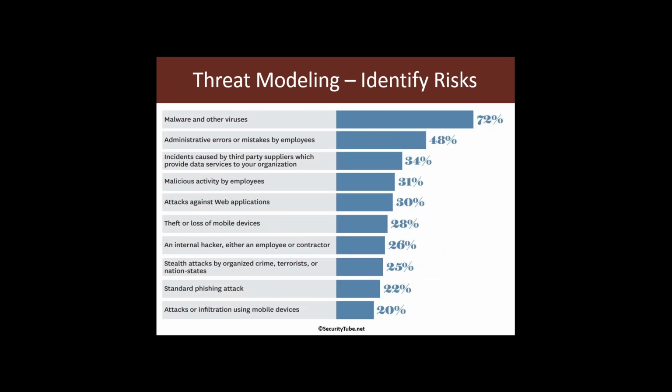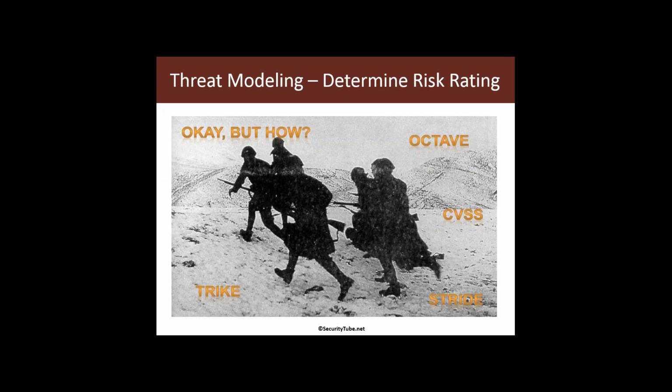Okay, more than likely, you're going to be really at risk to malware. More than likely, you're going to be really at risk to administrative errors because you don't have good processes in place, whatever the case may be. And you prioritize what is most likely to happen. That information is what we use to build a risk rating. So a risk rating is how likely it is to happen.